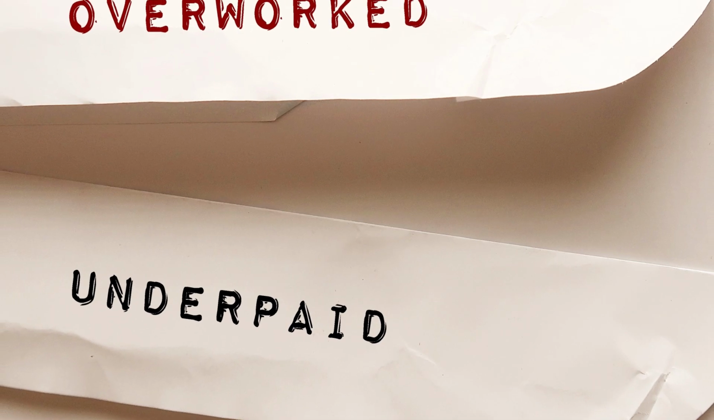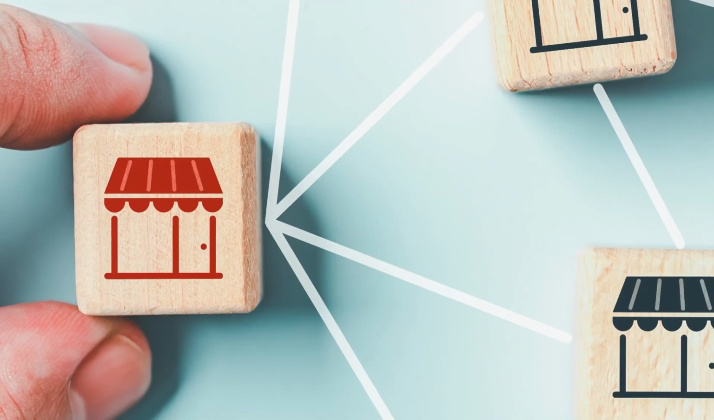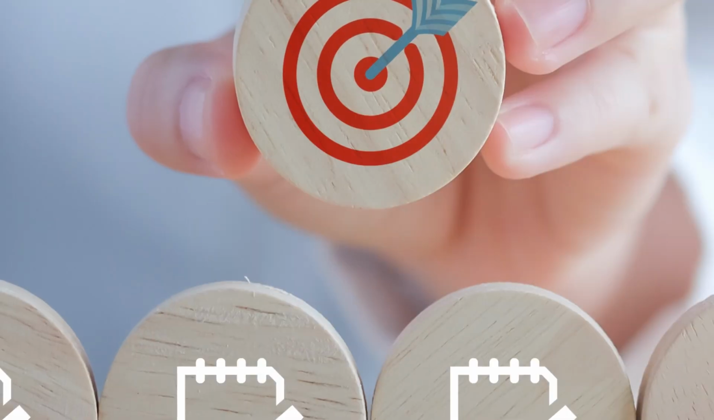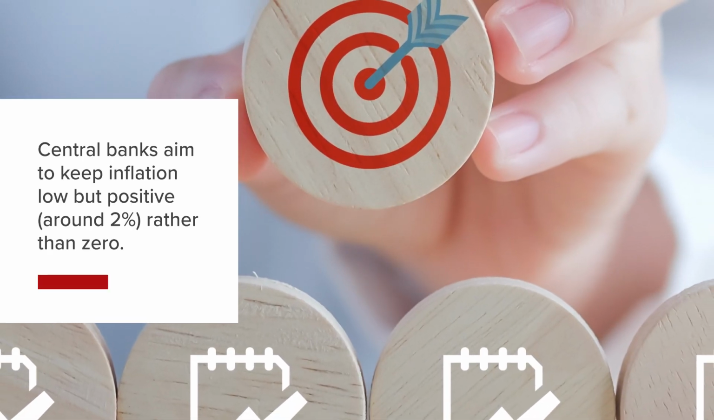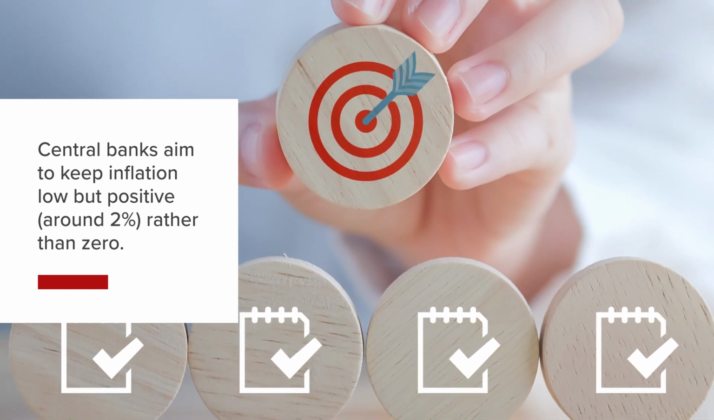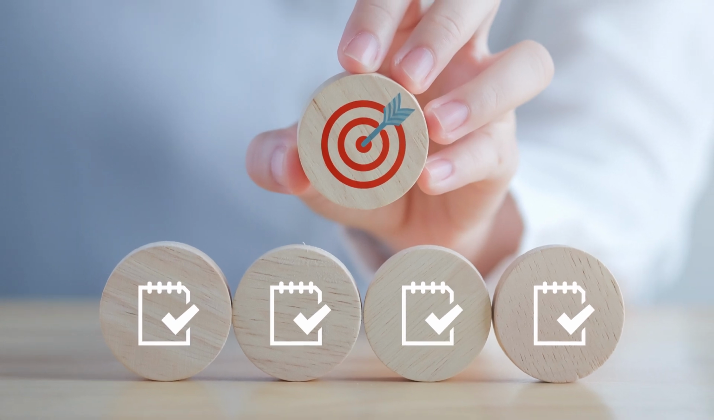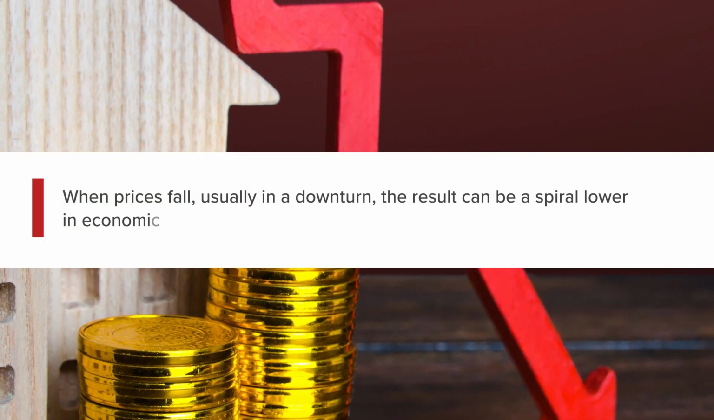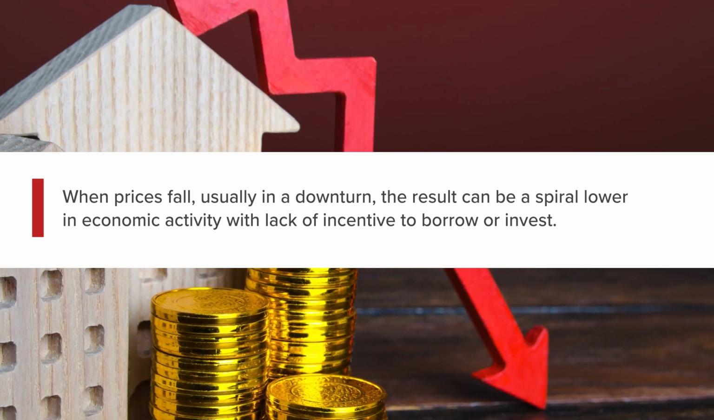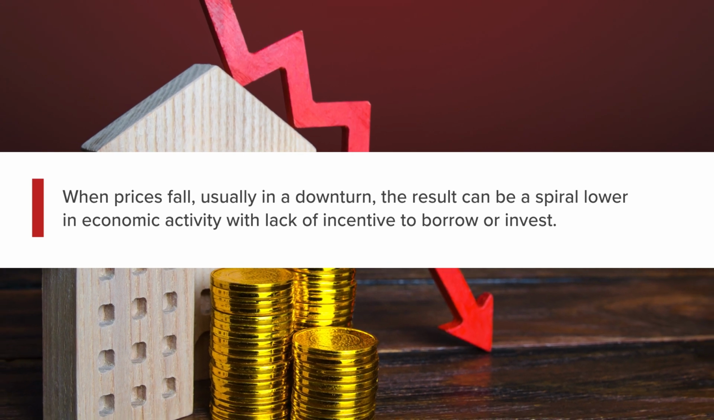At the same time, wages rarely keep pace with the cost of goods. Inflation also makes it difficult for businesses and investors to make solid plans. Central banks aim to keep inflation low but positive, around 2%, rather than 0. Most have a target to operate around. When prices fall, usually in a downturn, the result can be a spiral lower in economic activity with a lack of incentive to borrow or invest.